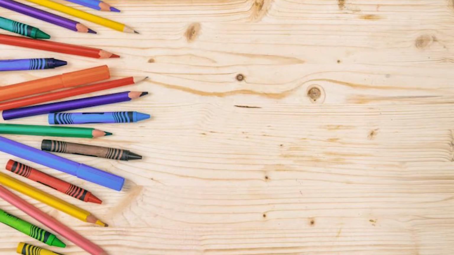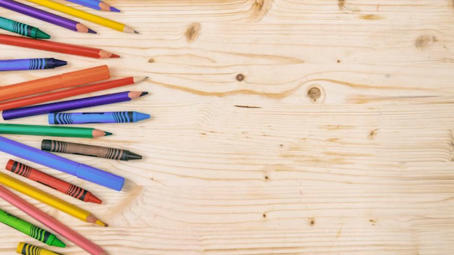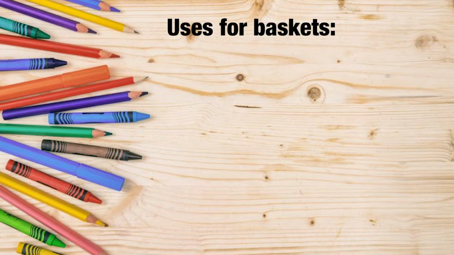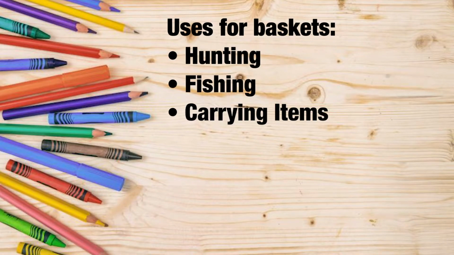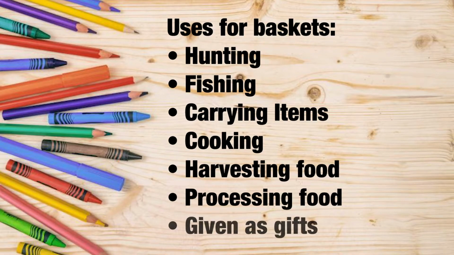One idea I was really glad to hear coming from the video was that we realized that baskets have a relationship with the environment. And because these baskets have such a strong relationship with their environment, we can actually see a basket and know where it comes from because of the different materials used and where those come from in California. I also had some discussions with groups about the uses for baskets. From the video, we found out that baskets were used in hunting, for fishing, for carrying items, for cooking, for harvesting foods, for processing foods, and they were also given as gifts.